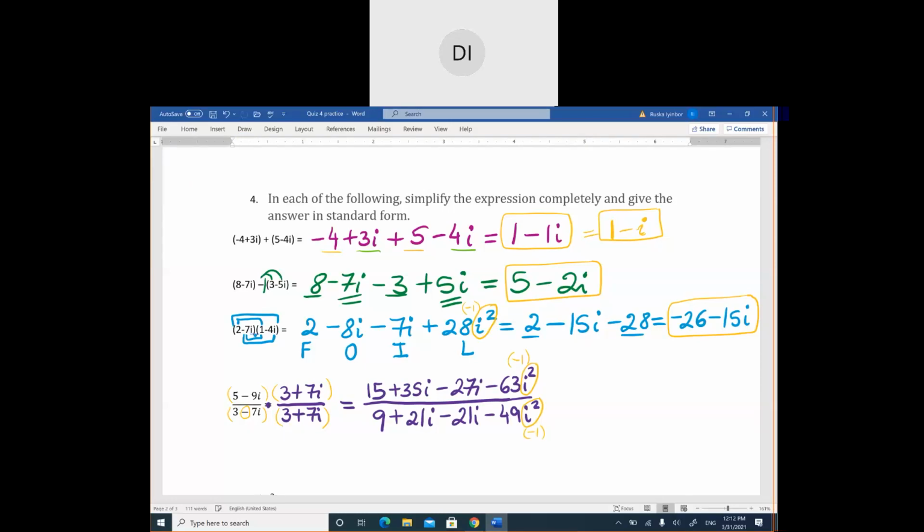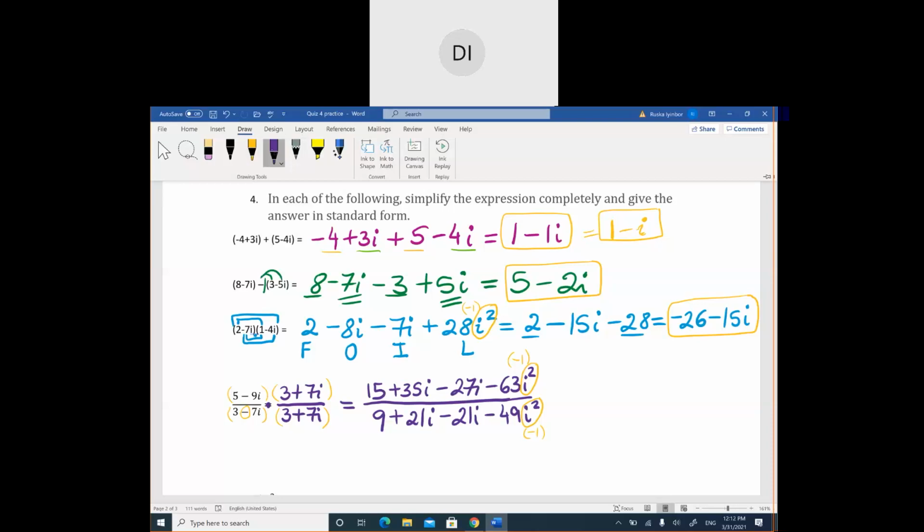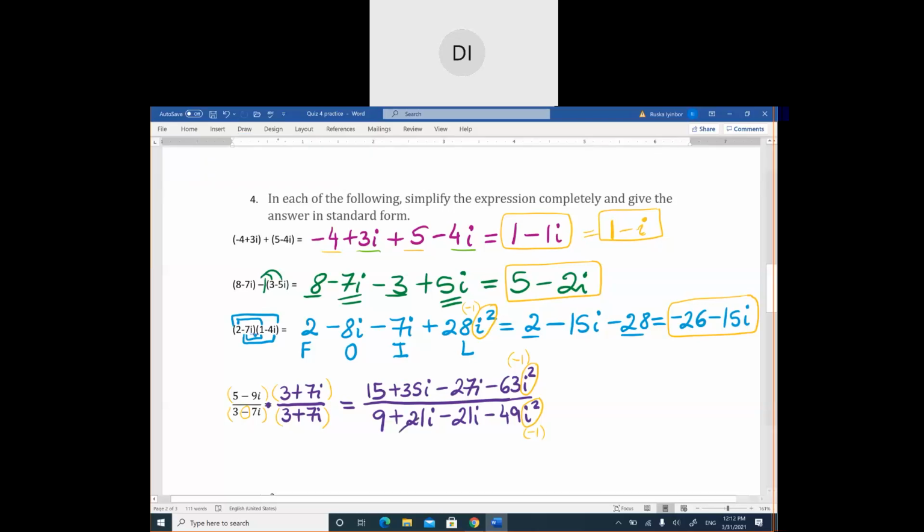Also in the denominator, you combine the i terms and they cancel out. It's 0i, there's no more i. And that's why you multiply by the conjugate, because when you multiply two conjugate numbers, there is no more i. You're going to get a real number. So always when you multiply two conjugate complex numbers, you're going to get a real number. That's the goal here. That's what you want to get.